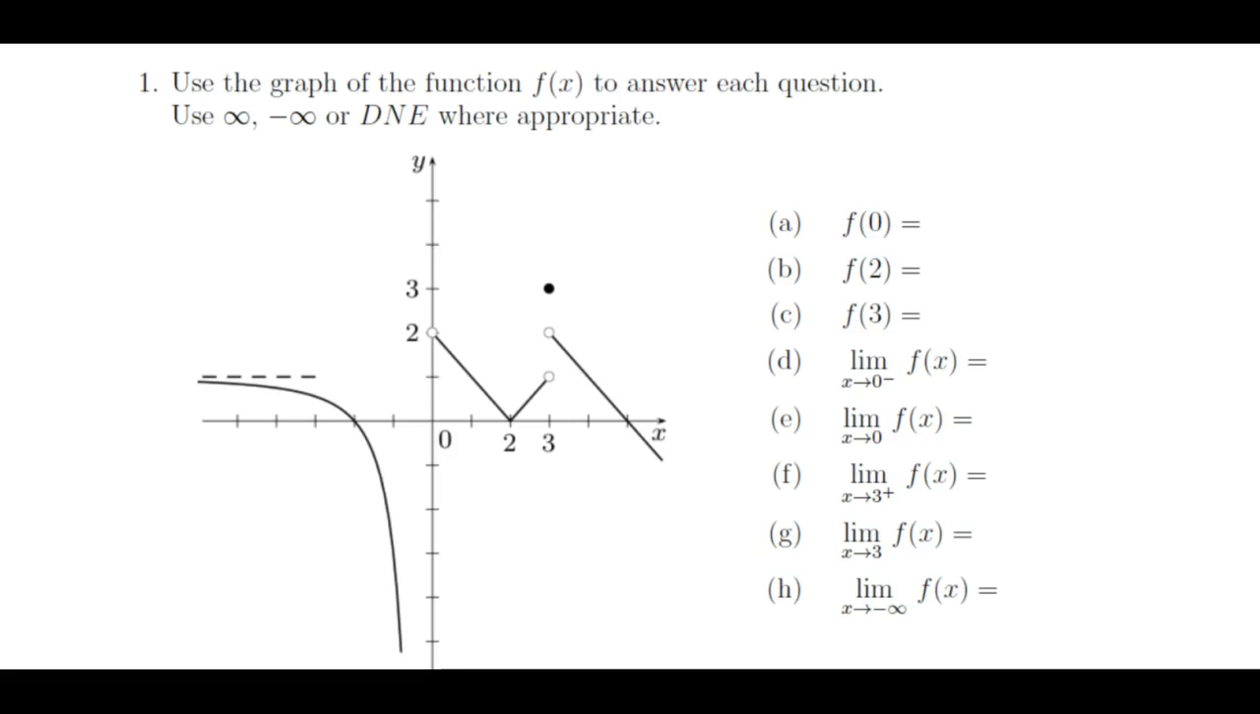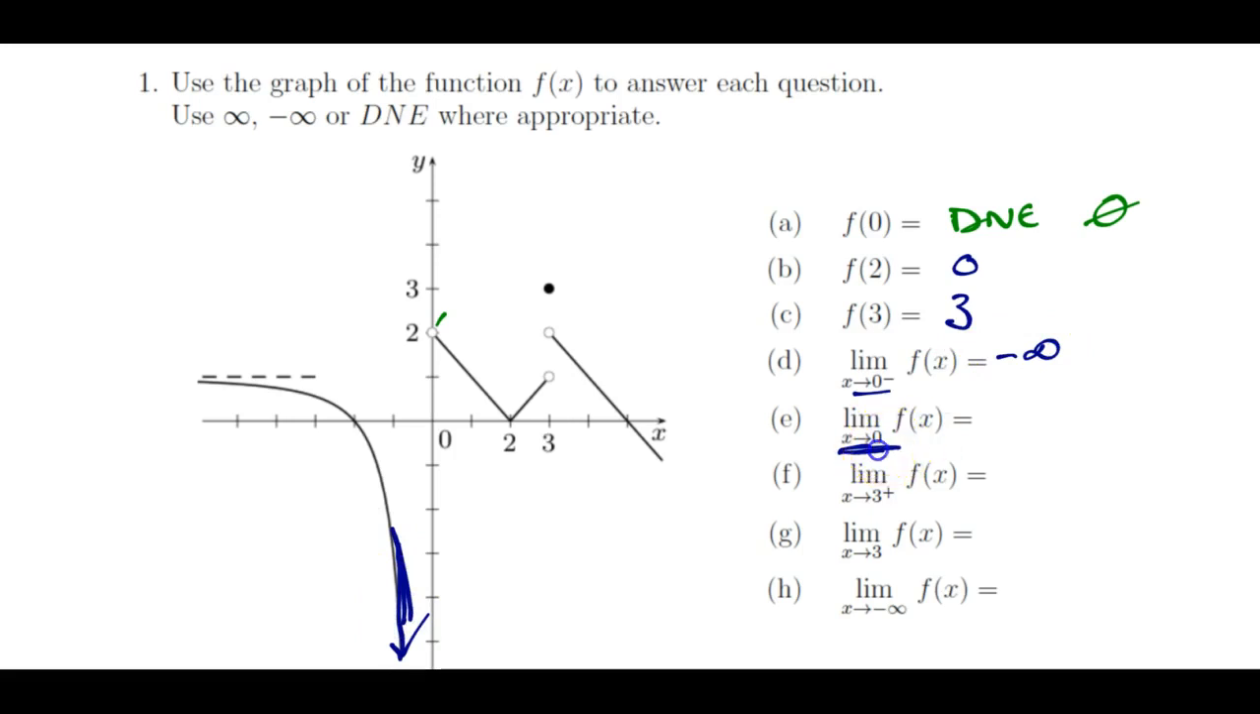F at 0 is undefined. It does not exist. Sometimes we use the null set there. F at 2 is 0, and f at 3, even though the left approach and the right approach, f at 3 is 3. The function does exist. So now I'm not going to talk about the function, I'm going to talk about the approach. The approach from 0 from the left looks like maybe negative infinity. But wait a minute, the approach from the left, yeah, is negative infinity.